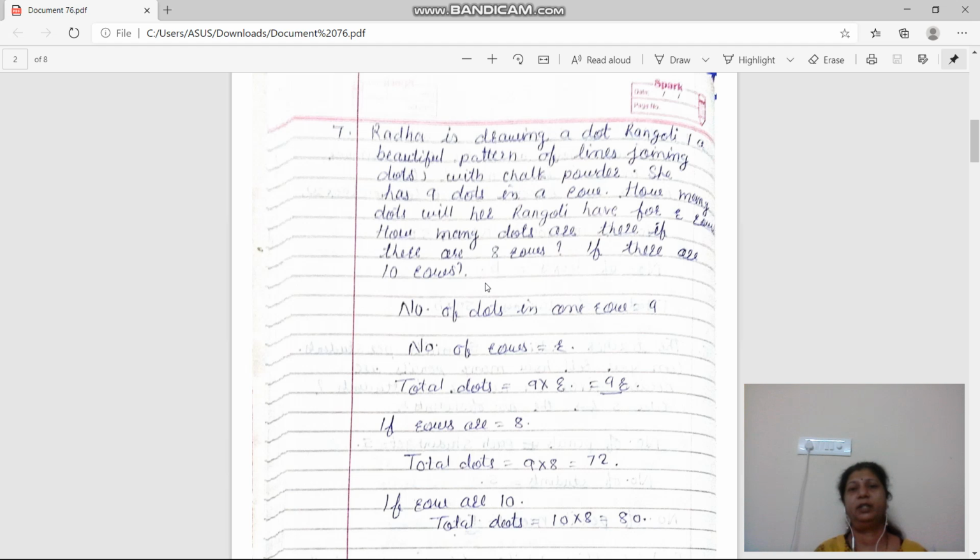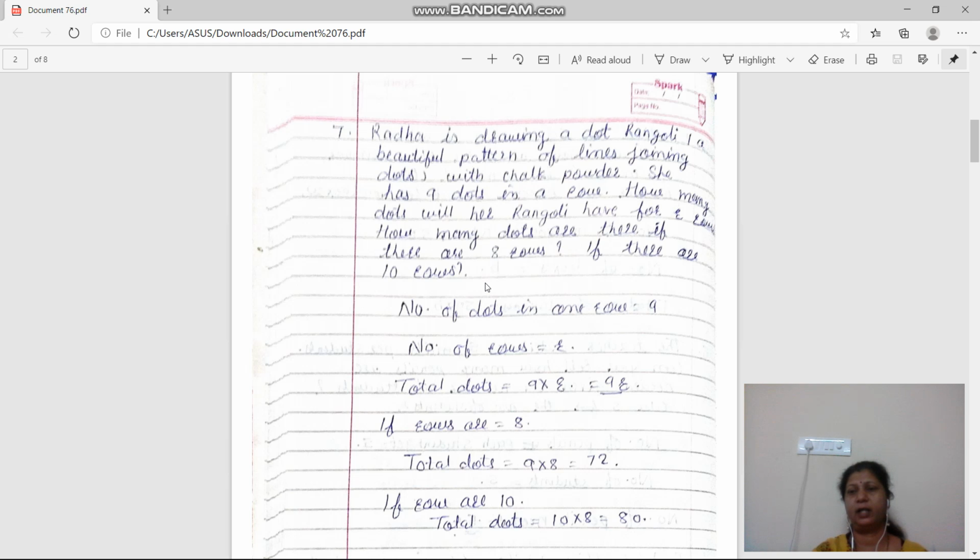So I want to tell here that rangolis with dotted patterns are made. So many students have seen that dot, how to draw it. If we draw 4 lines by 4 lines, that means how many total dots are given? 4 in one row, and 4 rows are there. So 4 4s are 16, right?